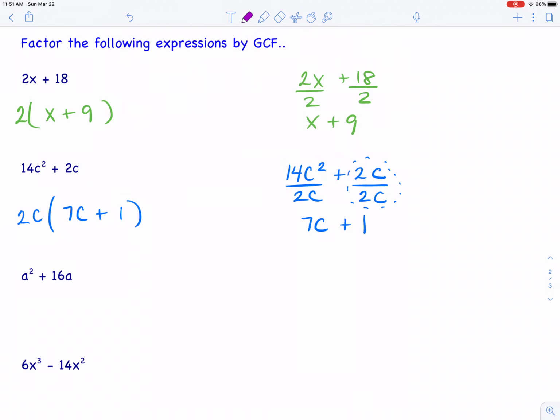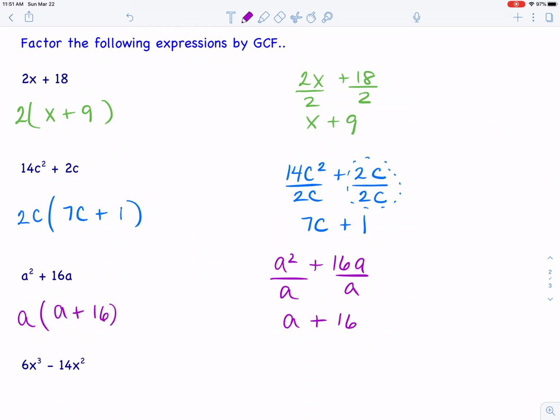Next one, GCF of a squared plus 16a. They could both be divided by a, and the lower power was just a to the first. And now I'm taking both terms, dividing them by a, and that'll give me a plus 16. So that goes into the parentheses.